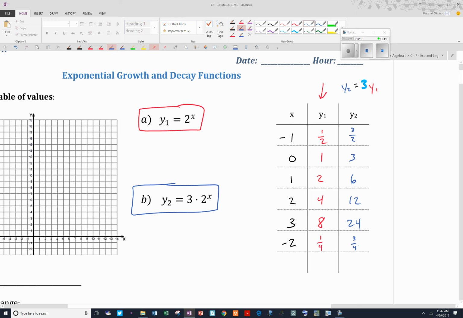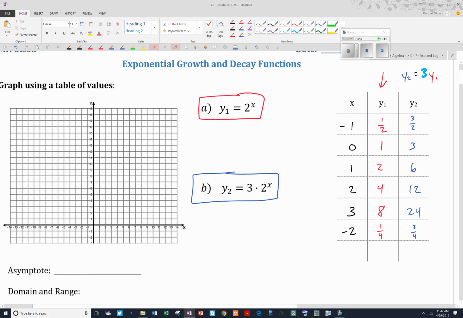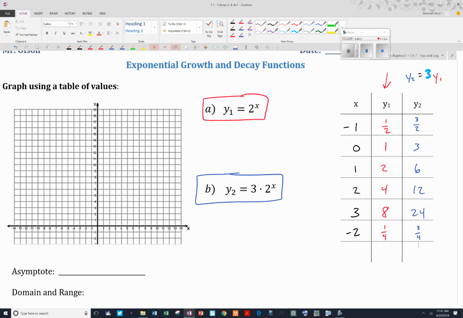That's really why I added that bottom one, that negative 2, because I knew for this function we would get 3/4, and that's graphable. It's about 1. But some of these aren't. Like that 24 we probably won't fit. It's close, but we won't. So let's graph each one of those. Any questions so far? These are powers of 2 in that red column, that y sub 1. The second column are the powers of 2 multiplied by 3, which is exactly what those functions say.